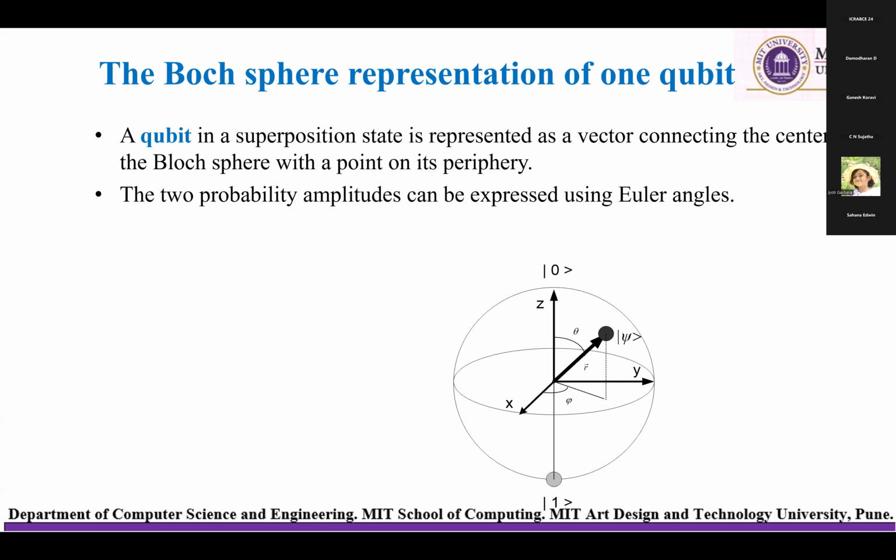The two probability amplitudes of the qubit, A0 and A1, or alpha 0, alpha 1, can be represented using Euler angles, which describe its position in space, allowing the representation of complex superpositions of states.